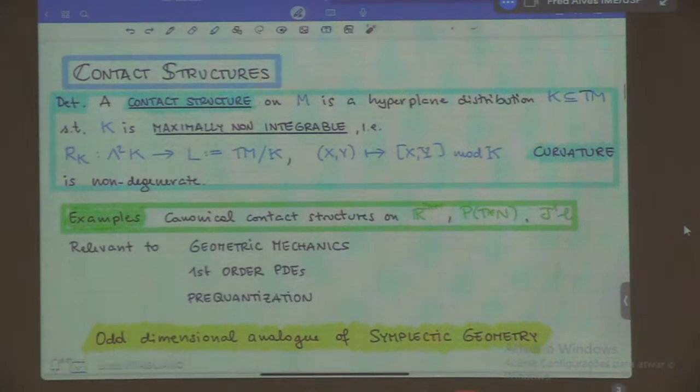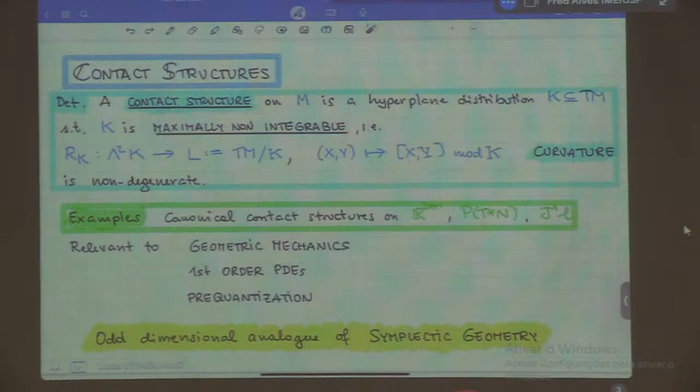The second keyword in my title is contact structures. Let me shortly remind you what a contact structure is. Take a manifold. A contact structure is a hyperplane distribution on the manifold, meaning a codimension one distribution, which is additionally maximally non-integrable. What does maximally non-integrable mean?